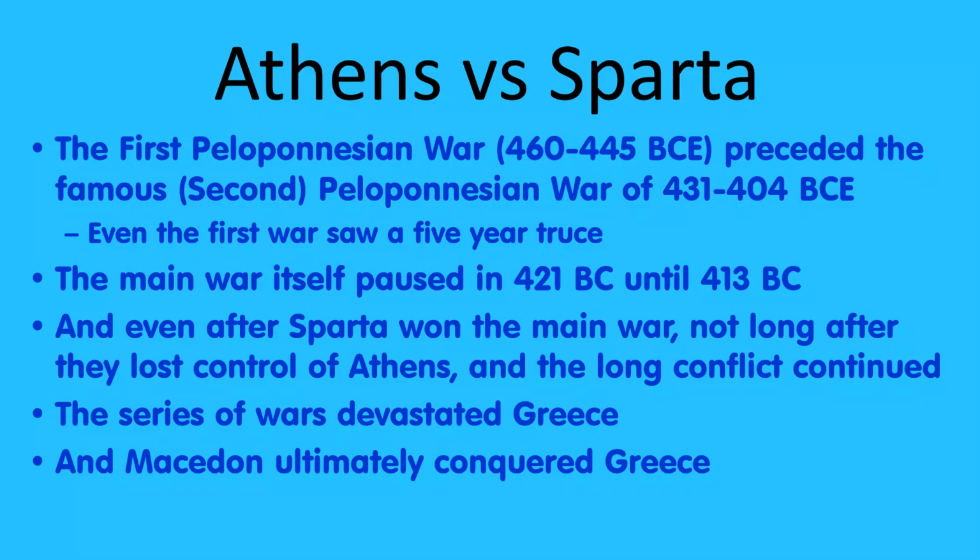Another example is Athens versus Sparta. Before the famous Second Peloponnesian War, there was a First Peloponnesian War, and even that war saw a 5-year truce. The Second Peloponnesian War from 431 BCE to 404 itself paused between 421 BCE and 413 BCE. And even after Sparta won the main war, they lost control of Athens not long after, and Athens rebuilt their long walls, and the long conflict continued. And this series of wars devastated Greece. Ultimately, Macedonia conquered Greece.